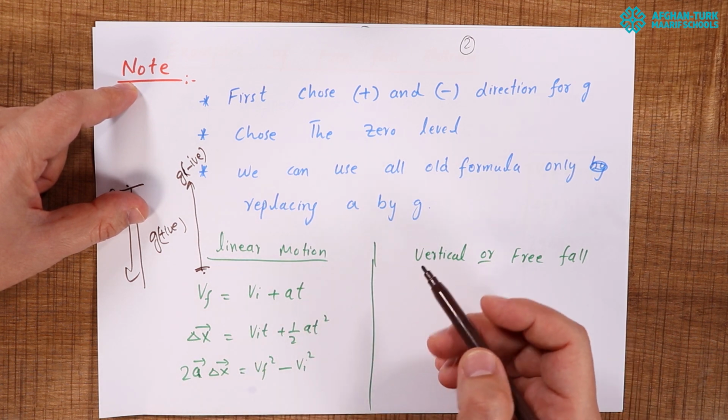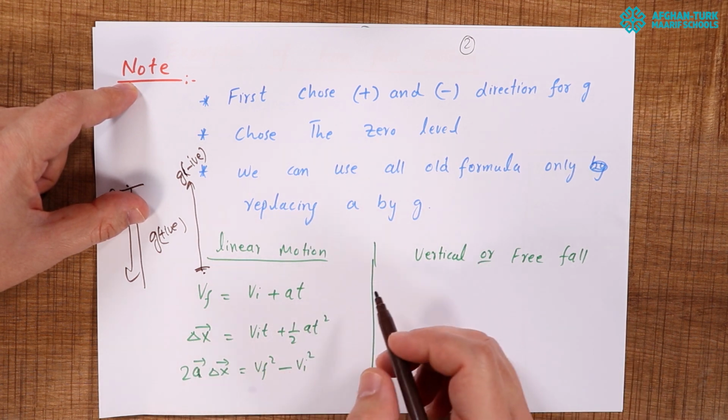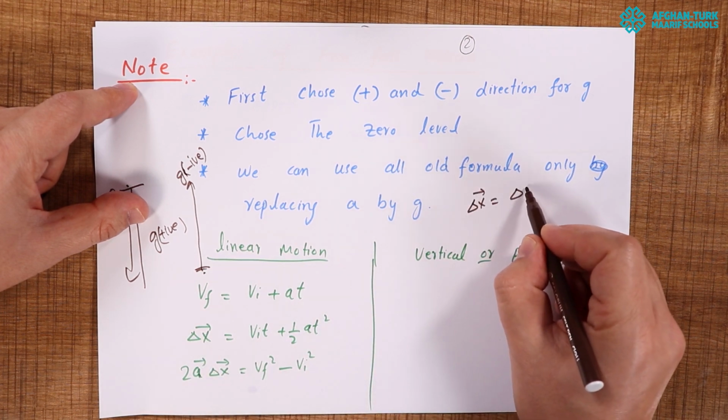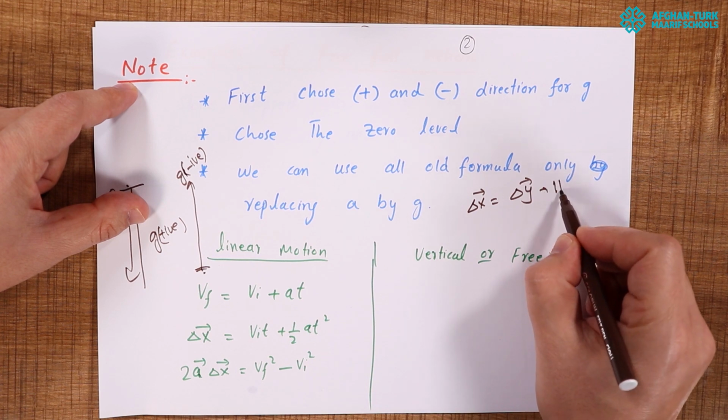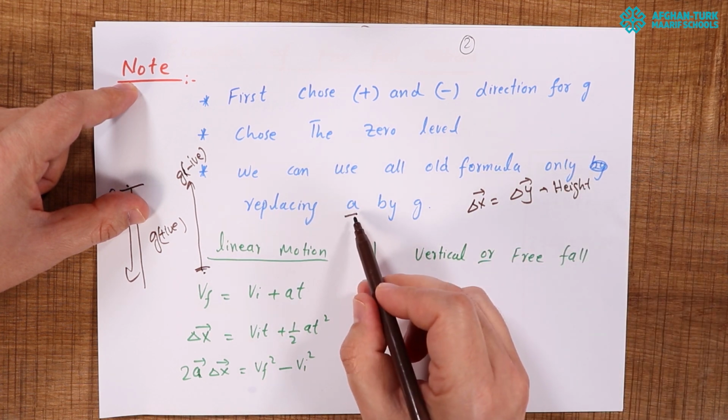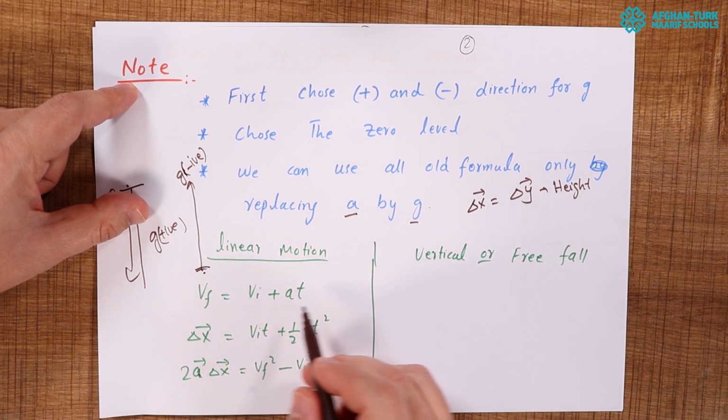Just here we will change two things. Instead of delta x, we will use delta y. It will show the height. And instead of a we will use g. Let's see how.